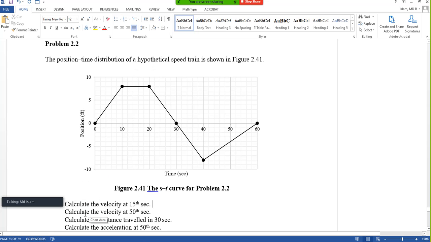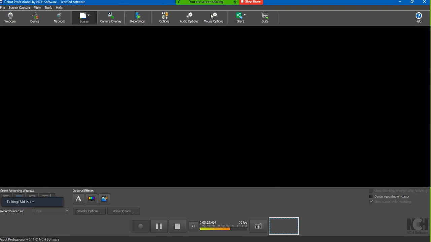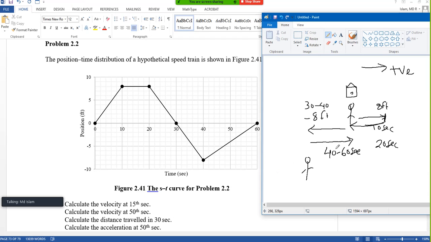Then the next question: calculate the velocity at the 50th second. The 50th is somewhere here. So what is the velocity here? Obviously it is the slope. Now how to calculate the slope? I think you know it. This is a straight line. Oh, not this one, I was looking for this one.